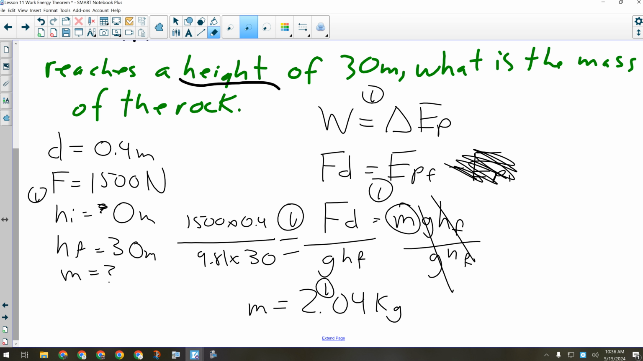Now, since these are patterned, and we know the patterns we have to follow, are the first 3 marks of this pretty much a gimme? Pretty much. I get 1 mark for writing down my givens. I get 1 mark for writing work is a change in energy, and as long as I can identify that height's changing or speed's changing, I can get that mark. And then setting up force times distance equals final minus initial. There's 3 marks. I haven't even done any math and I've got 3 out of 5. That ain't bad. Is it important to show your work?